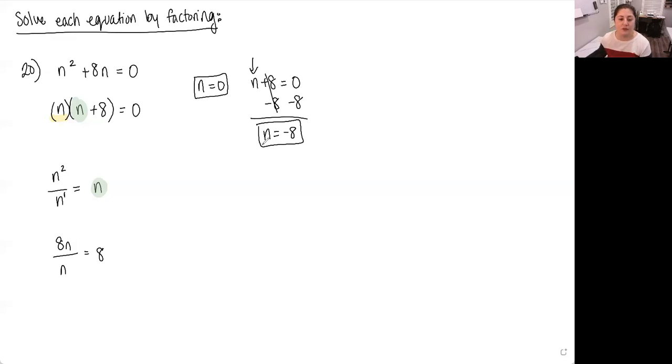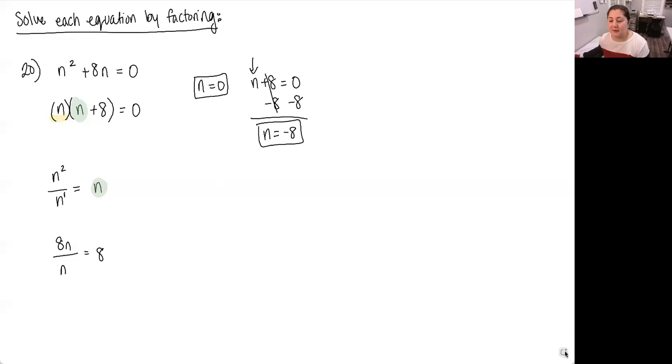Ta-da! Two solutions. We have 2 solutions because n is to the second power. If n was to the 4th power, we would have 4 solutions. You don't have to deal with that just yet because that's an algebra 2 standard, I think. If you're still in algebra 1, which this is, you're totally fine.